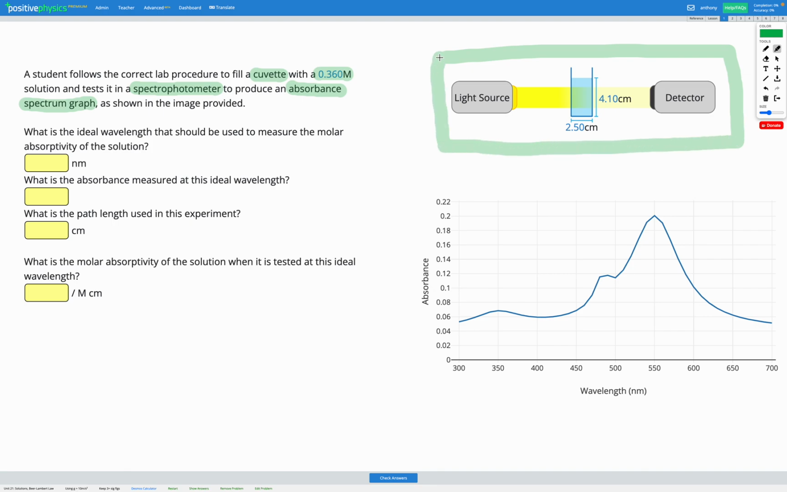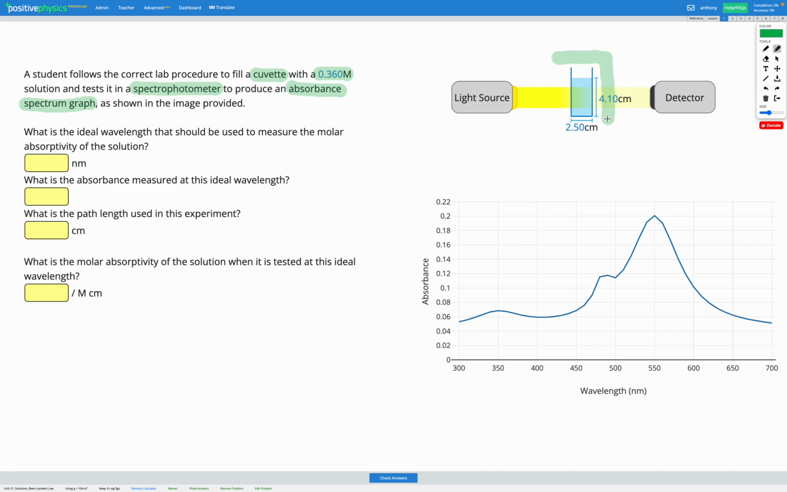Again, it consists of a light source that shines light through a fluid and into a detector to determine how much of the light was absorbed by the fluid. The cuvette is this thing here. That's the plastic or glass container that the fluid goes in. And the absorbance spectrum graph shown down here is absorbance and wavelength.